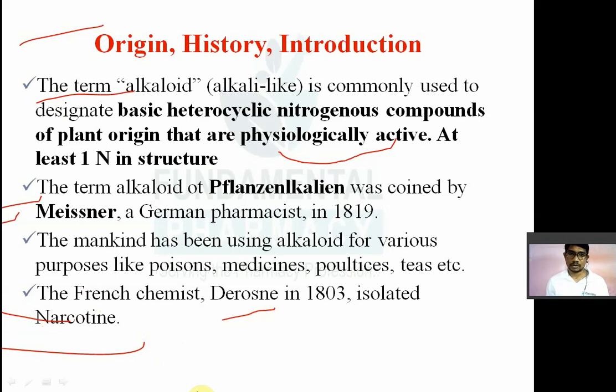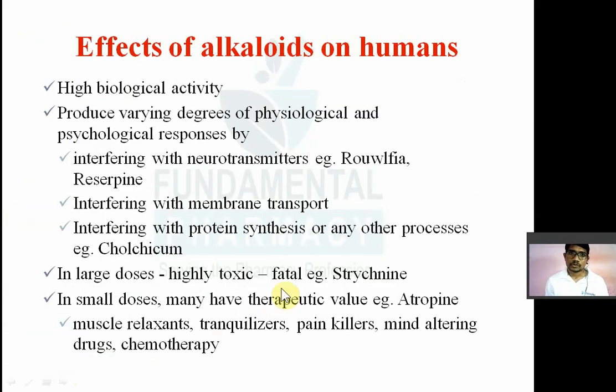Okay, now we'll see the next part. There are different varieties of physiological actions produced by alkaloids. They have high biological activity and produce varying degrees of responses in humans. Some alkaloids interfere with neurotransmitters, for example reserpine, which depletes the catecholamines from the synapse.